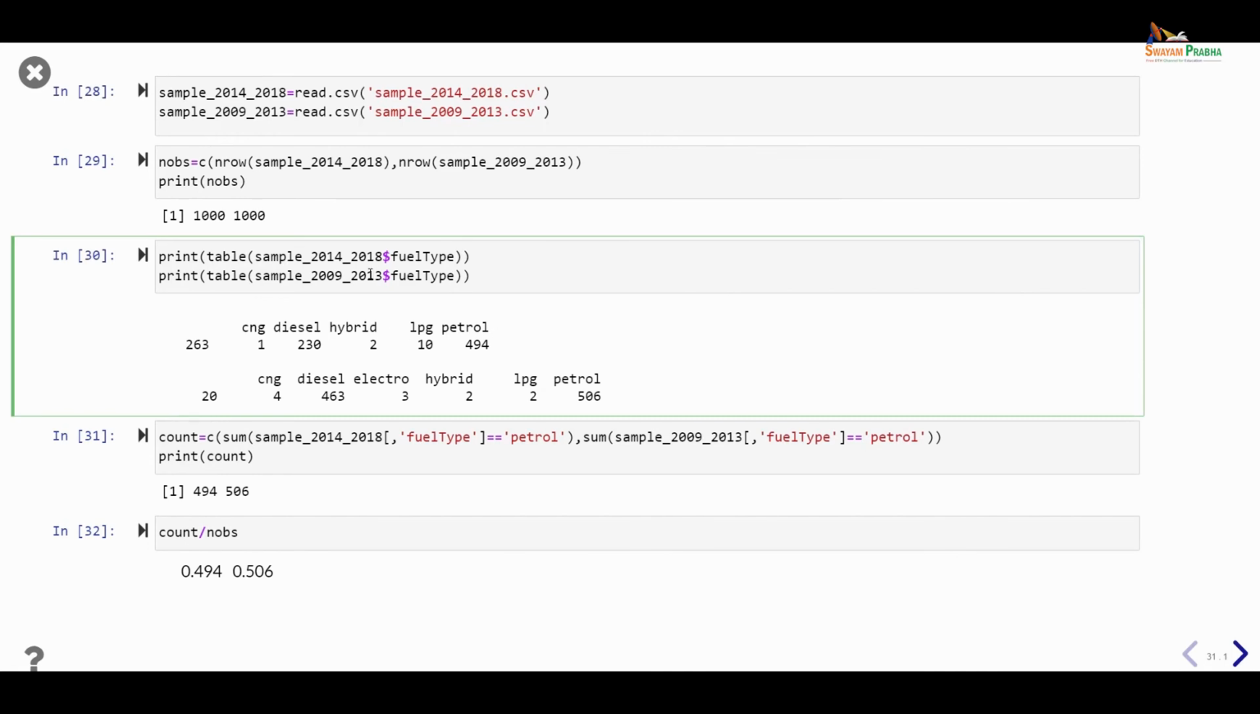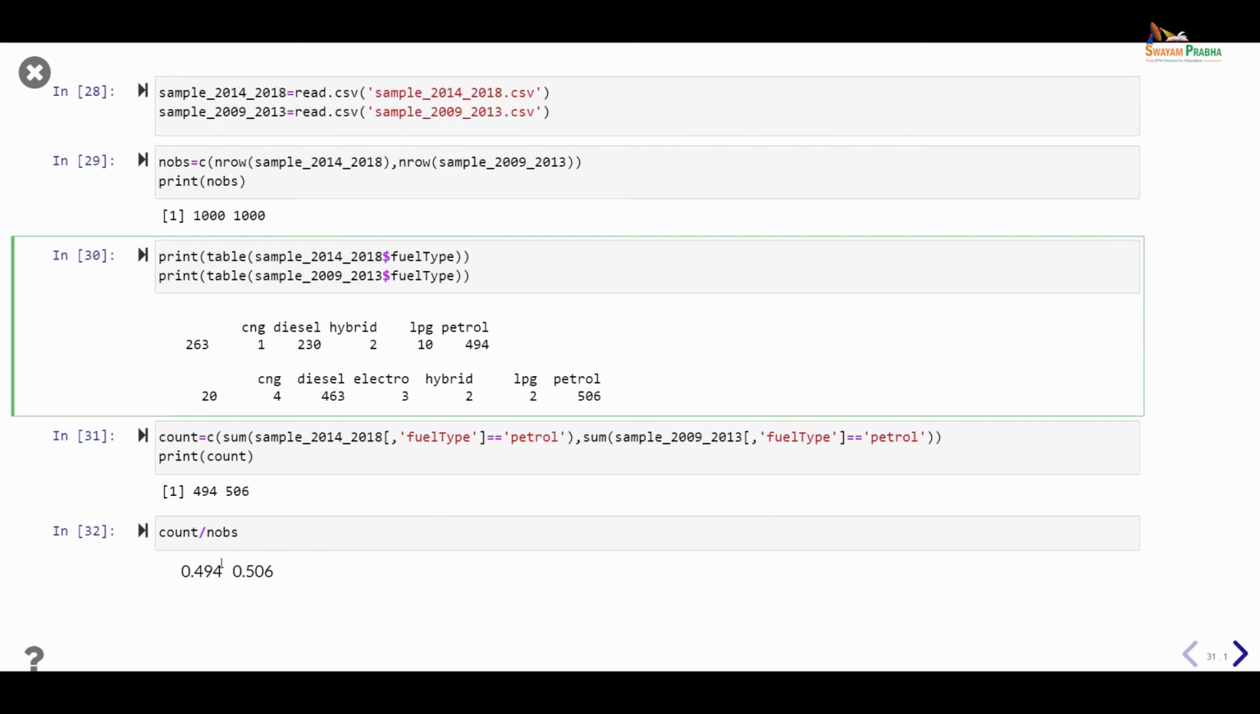For the year 2014 to 2018, 494 records have a fuel type as petrol, and for the other set of data you will find that 506 records have fuel type as petrol. So these are the two values that we are interested in, and I'm just going to use a condition to extract them and save them under count. So we are summing up all records where fuel type is petrol for 2009 to 2013, and in this case for 2014 to 2018. Once you do this, I'm concatenating the two counts using c, and saving them under count. You can see that we have the desired count values here.